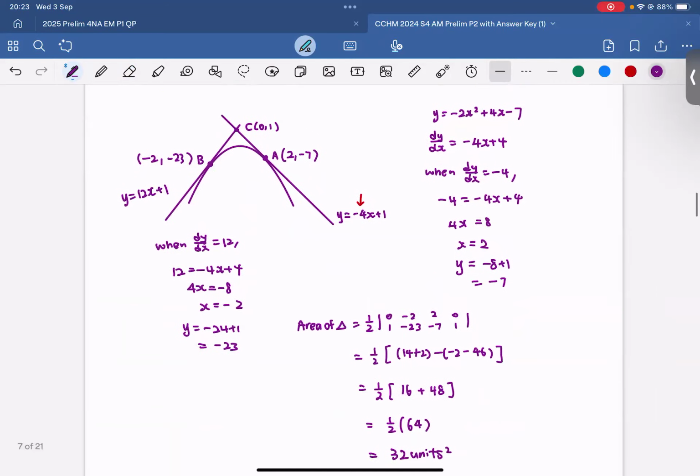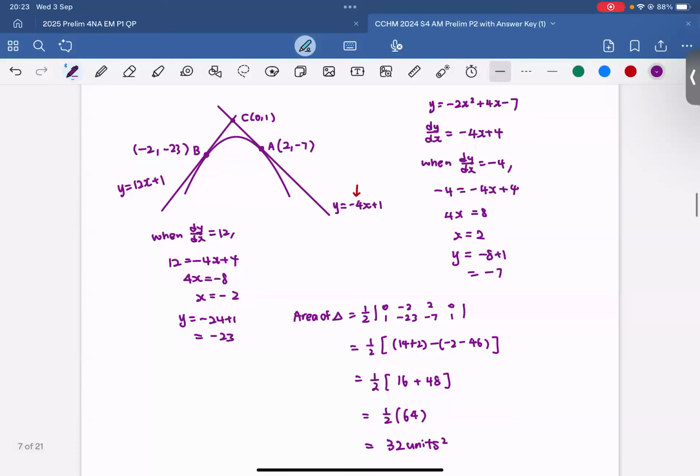Okay, instead of finding dy dx, you can actually solve simultaneous equation to find a and b. That will be about the same, not that much difference. So I just show another approach, which is using dy dx. So this question proved to be a bit more challenging compared to the rest of the questions.